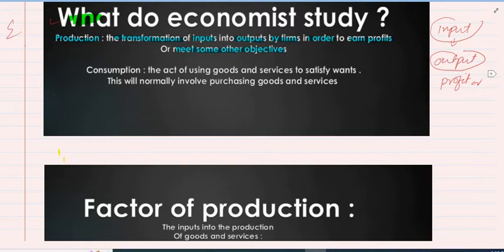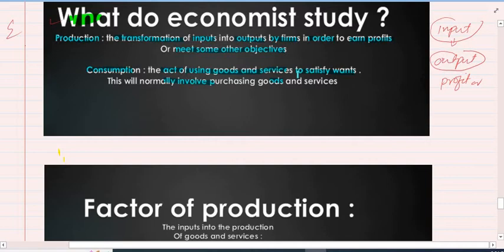Then we have the consumption of goods. If you see the definition, consumption is the act of using goods and services to satisfy wants, and this will normally involve the purchasing of goods and services. Consumption means that you're purchasing goods and services, and why are you purchasing them? Because you want to satisfy your wants. So by the consumption of goods and services, we mean how much the population as a whole spends and how much it saves, what the pattern of consumption is in the economy, how much people buy of a particular item, what particular individuals choose to buy, and how people's consumption is affected by price, advertising, fashion, and other factors.